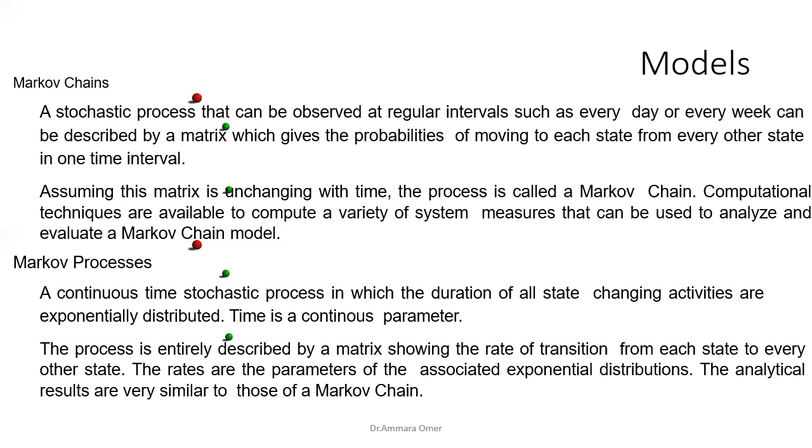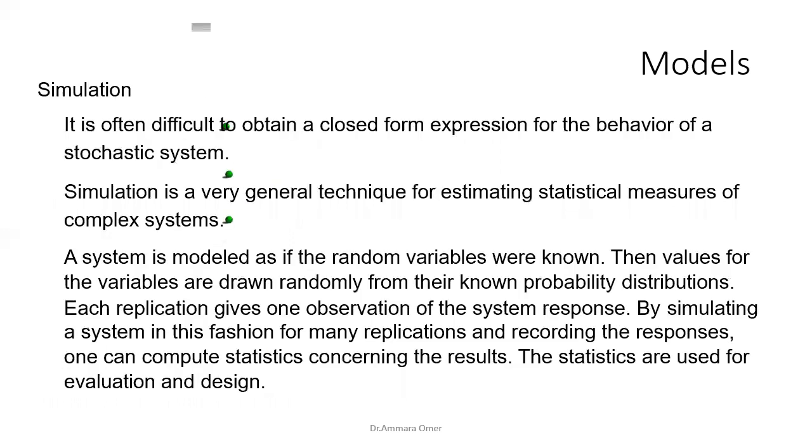Markov process is a continuous-time stochastic process in which the durations of all state-changing activities are exponentially distributed. Time is a continuous pattern. The process is entirely described by a matrix showing the rate of transition from each state to every other state. Then we have the simulation. It is often difficult to obtain a closed-form expression for the behavior of a stochastic system. Simulation is a very general technique for estimating statistical measures of complex systems.